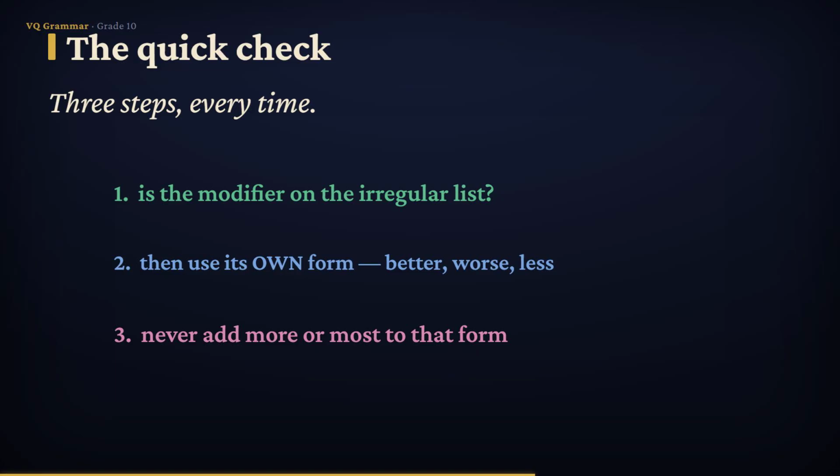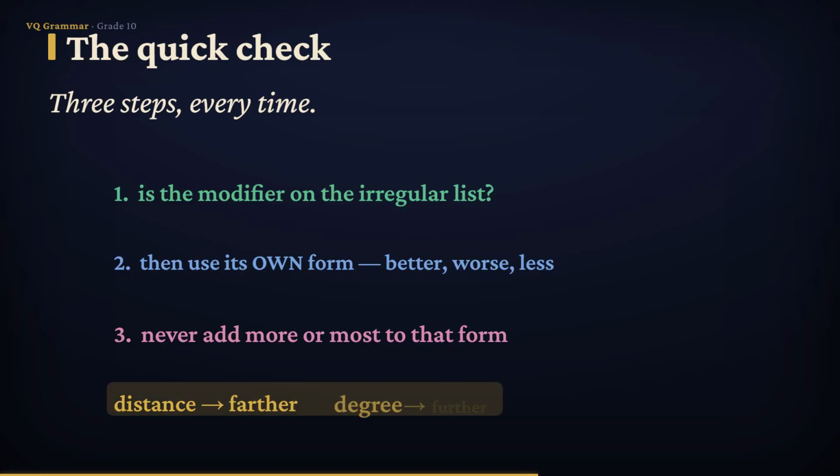Step 3. Never add more or most to that form, because it is already the comparative or the superlative. And keep the last pair straight. When you mean distance, use farther. When you mean degree, use further. Run those 3 steps, and irregular modifiers stop being a trap.